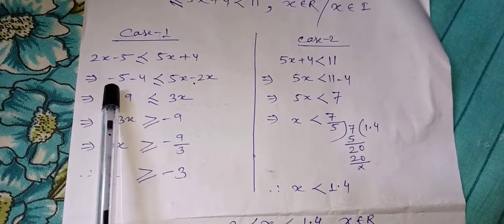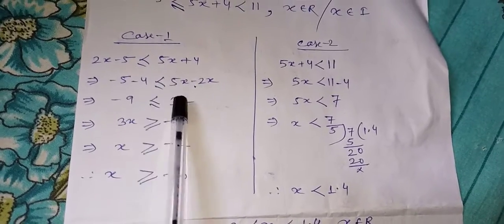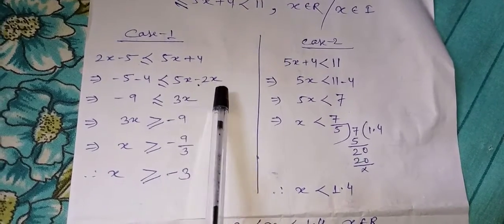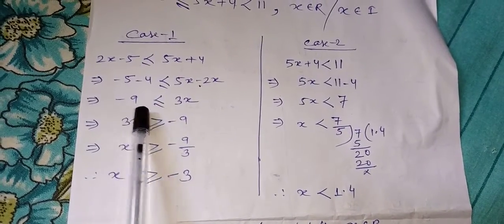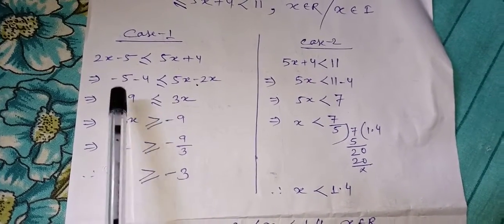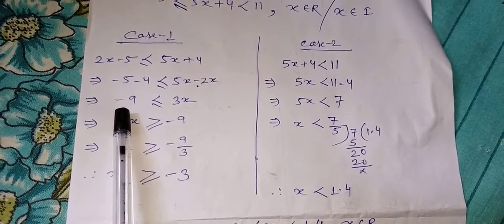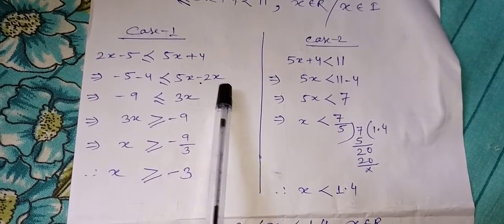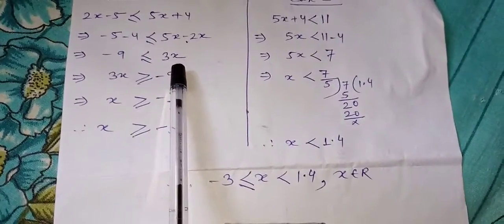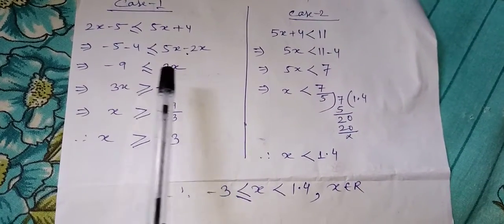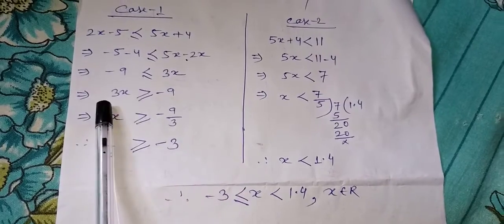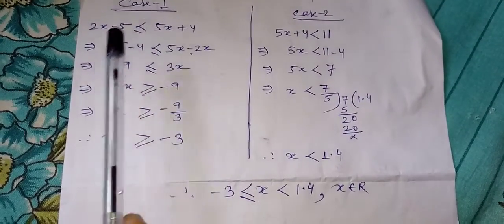So my result is minus 5 minus 4 less than or equal to 5x minus 2x. Minus 5 minus 4 is minus 9, because both are minus, so we have to add, and we get a minus answer. 5x minus 2x is 3x. But children, now x should be on the left hand side. So I will bring 3x this side, and I will take minus 9 that side.